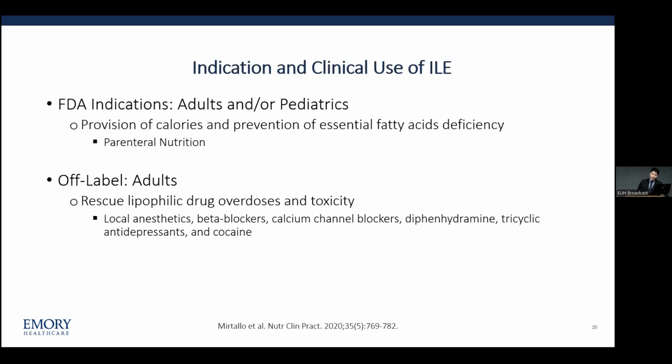Now that we have reviewed the characteristics and discussed the various formulations of IOE, let's go over its indication and clinical usage. Most IOE, except for FOIOE, are approved for both pediatric and adult usage to provide calories and prevent essential fatty acid deficiency in parenteral nutrition. Additionally, it can be used off-label as a treatment for adults receiving an overdose of lipophilic drugs, such as local anesthetic, beta blocker, calcium channel blocker, diphenhydramine, tricyclic antidepressants, and cocaine.